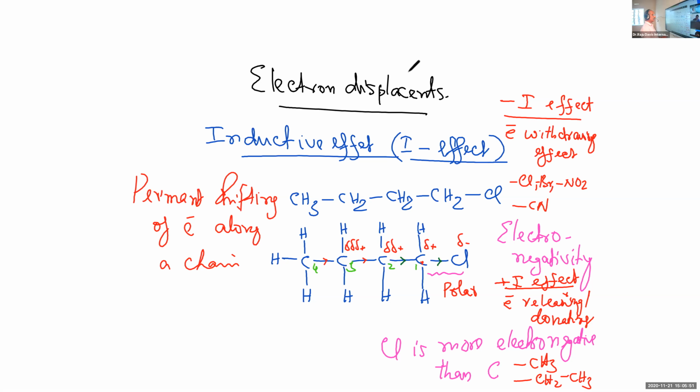If electrons are withdrawn, attracted or pulled, then it is called minus I effect or negative inductive effect. Electron withdrawal, as we have seen in the case of chlorine. So it is a negative inductive effect. For example, chlorine, bromine, fluorine, iodine, nitro group, CN cyanide group, all these are electron withdrawing groups. And they have minus I effect or a negative inductive effect.